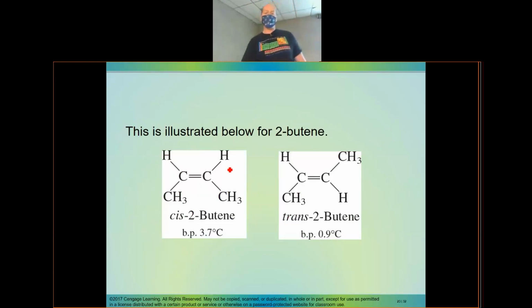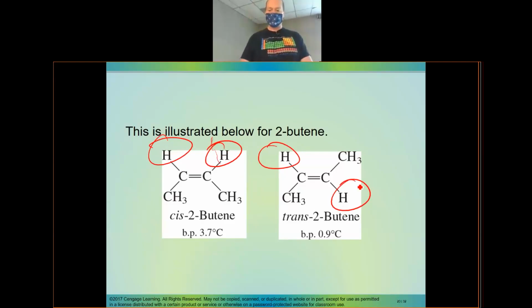All right, and so they have different boiling points, where your cis has a higher boiling point at 3.7 versus the trans has a lower boiling point at 0.9 degrees Celsius. All right, so you can isolate your cis-2-butene, you can isolate your trans-2-butene. They do not freely rotate to the other isomer. Again, H is on the same side is cis. H is on opposite side, that's trans.